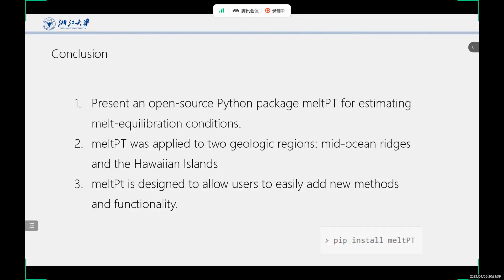Okay, so this is the conclusion of this paper. They present an open source Python package, MeltPT, for estimating temperature and pressure, and also apply it to two case studies, which are mantle potential temperature and Hawaii Island. And also MeltPT is designed for users to add any new methods and functions. Yeah, that's all.